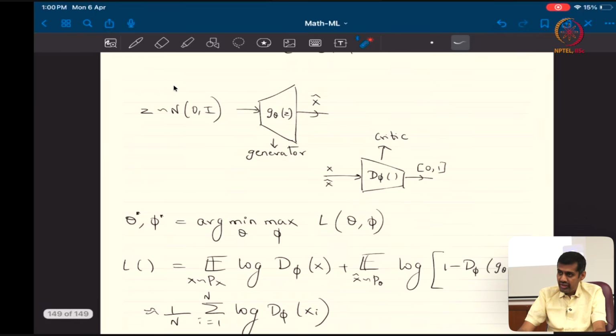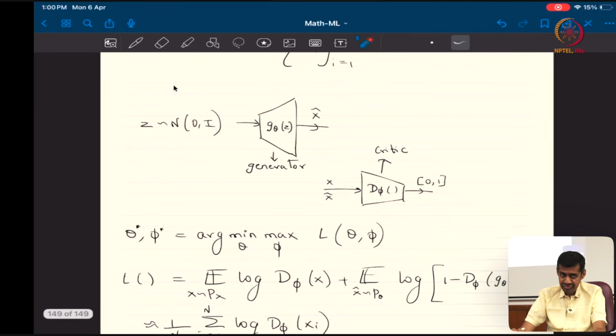Now once you do this, once you train this, how do you use it during inference? During inference you discard the critique completely. You take z and pass it through g theta. If you have done it properly, then the samples that you get at the output of the g theta have to be the samples from px. That is what This Person Does Not Exist does. It has actually trained a GAN, and this is there in your assignment.